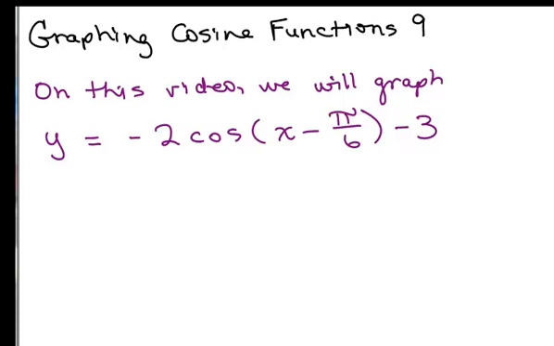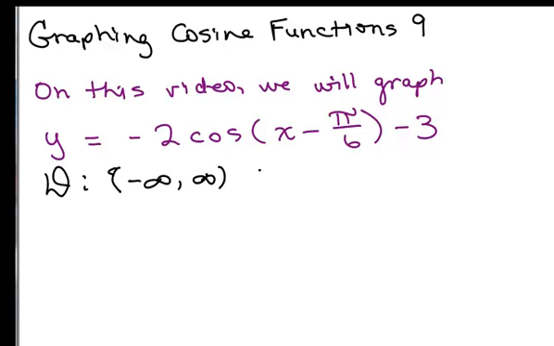This is part 9 of graphing cosine functions, and in this video we're going to graph y equals -2 cosine of (x minus pi over 6) minus 3. Okay, let's write what we do know. In every single case, the domain for the cosine or sine function is always all real numbers, so we know that's going from -infinity to infinity. That's something we know right off the bat.